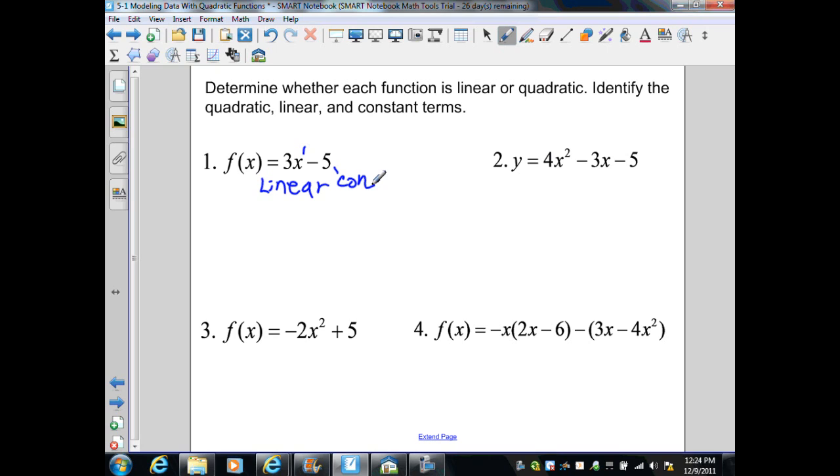Number 2, y equals 4x squared minus 3x minus 5. We have a variable term that has an exponent of a 2. Therefore, this is a quadratic function, and this is our quadratic term. The negative 3x is another variable term. It has an exponent of 1, and that represents our linear term.